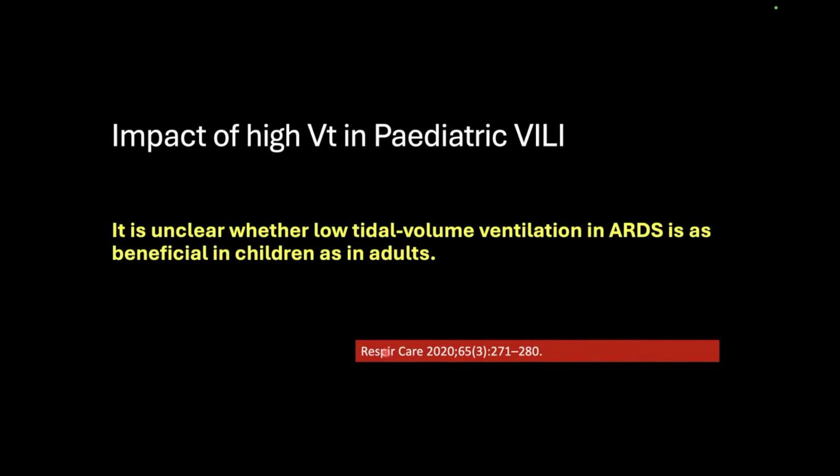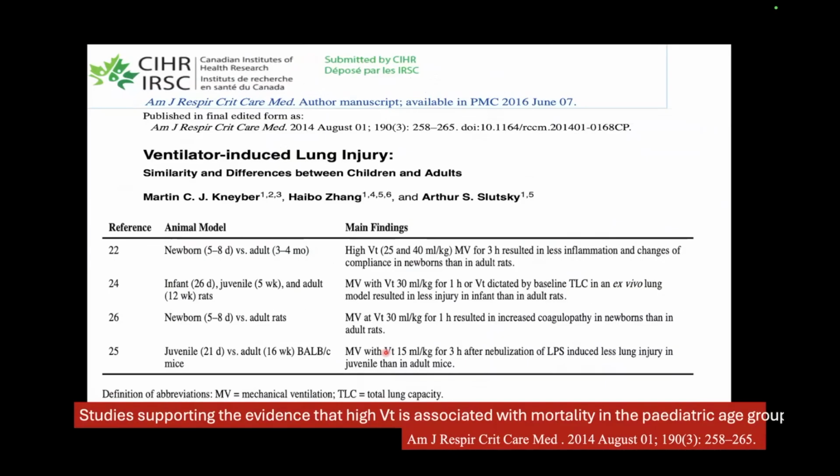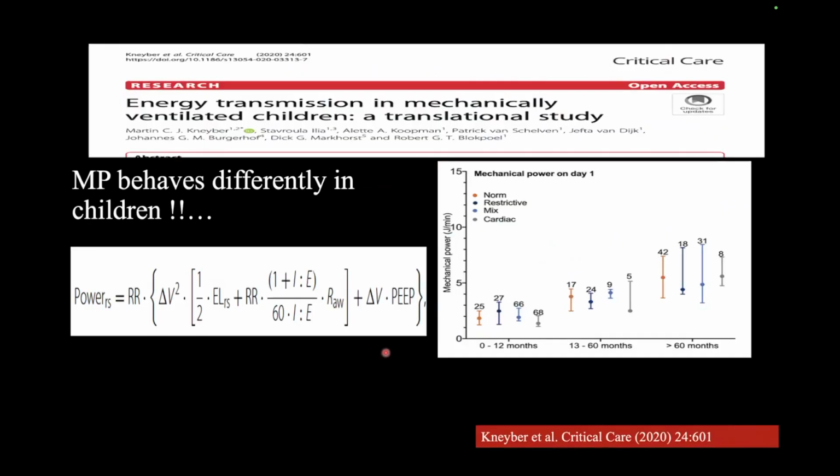Now, regarding tidal volume, it's very unclear whether high tidal volume is really harmful in children as compared to adults. In adults, we already saw there are so many studies which have shown that high tidal volume is harmful. But in children, these are the list of the studies. These are the 5 studies which showed that high tidal volume may not be harmful, and these are the 4 studies which showed that high tidal volume may be harmful in children. So still, we are not clear whether we can really take the data from the adult studies and extrapolate into children.